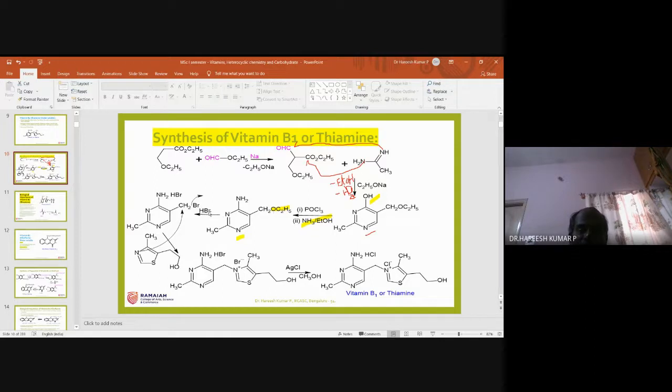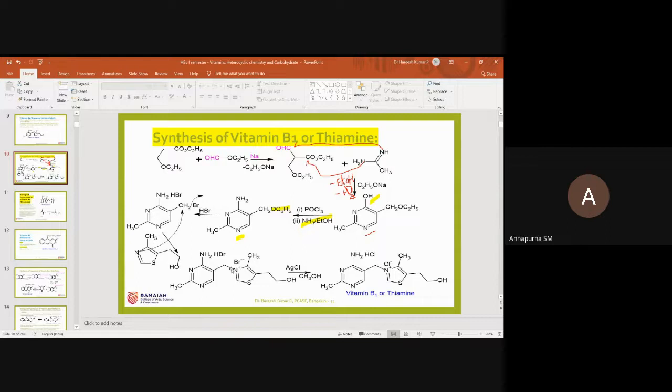At that time Br minus will attack, forming the bromide. This aryl alkyl bromide is attacked by the lone pair present on the nitrogen. It is only a salt formation. Okay, this is only a salt formation.